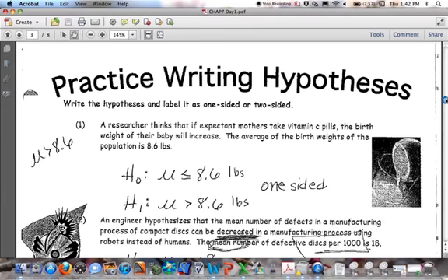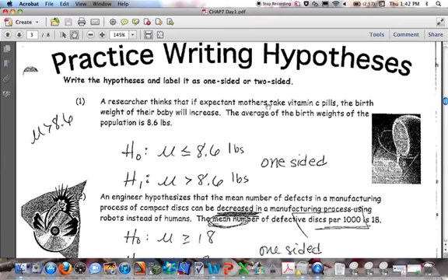So this was just practice writing the hypotheses test. So this first example, as an example, they believe that the birth weights are going to increase. The current is 8.6. So I say that the average is greater than 8.6. There's no equal sign there, so I would put that in my alternative. Whereas the null would be the opposite of that, so I have to include all the other possibilities, so it would be less than or equal to, and this is a one-sided one.